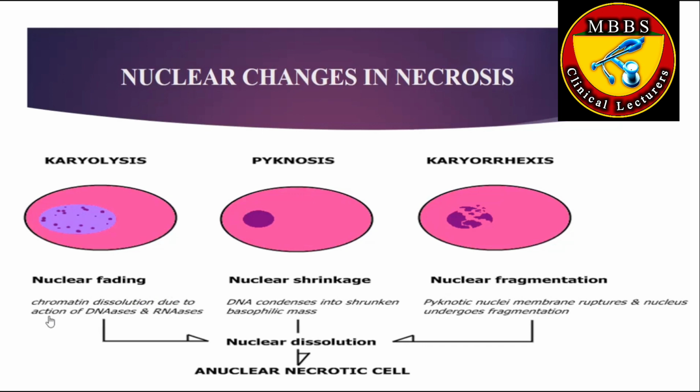So this is a diagrammatic presentation of the nuclear changes in necrosis, and this is a picture of karyolysis, in which there is nuclear fading. We can see the nuclear fading due to chromatin dissolution, the action of the DNases and the RNases. This is karyorrhexis, that is, nuclear fragmentation. The pycnotic nuclear membrane ruptures and the nucleus undergoes fragmentation. And this is the picture of pycnosis, that is, nuclear shrinkage. The DNA condenses into a shrunken basophilic mass. So these are all the nuclear changes in necrosis.